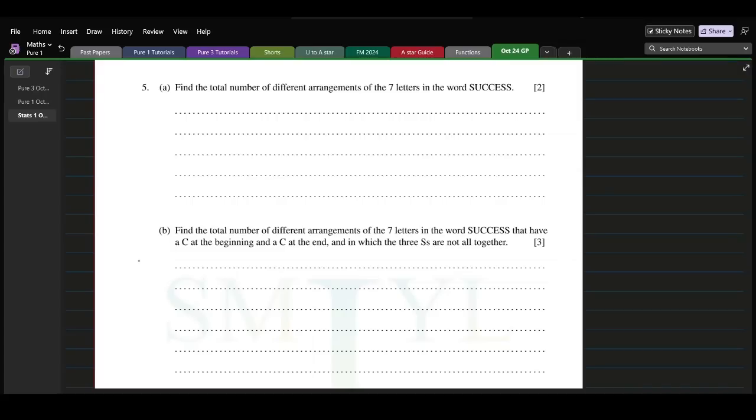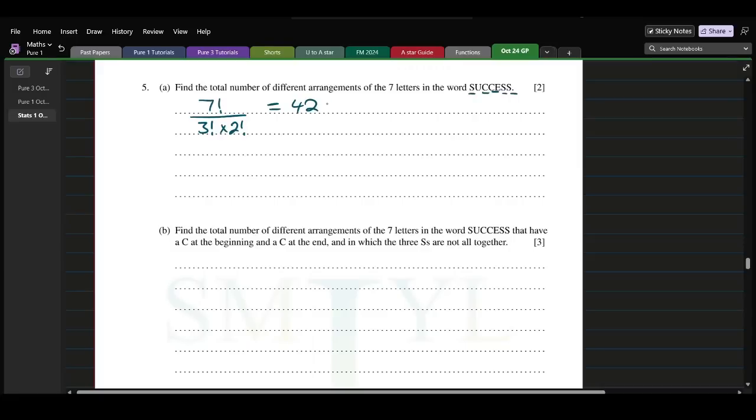Number 5, part A. Find the total number of different arrangements of the 7 letters in the word success. Since we have 7 letters, that's 7 factorial, and then the S appears 3 times, so divide by 3 factorial, and then the C appears 2 times, so divide by 2 factorial. Let's punch this into the calculator. This is 7 factorial divided by 3 factorial times 2 factorial, and that gives us 420.